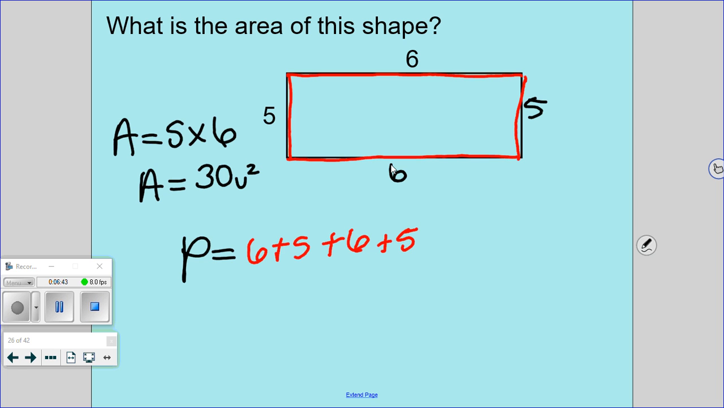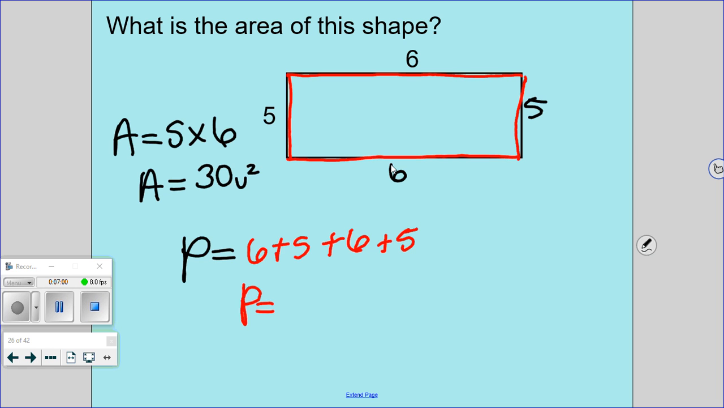What is my perimeter for this shape? Solve it however you would like. I see doubles that can make a 10. Definitely going to start there. Good mental math.